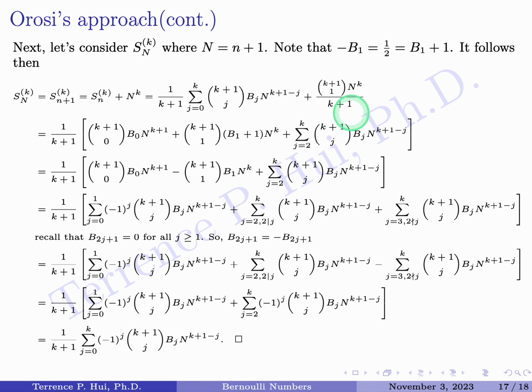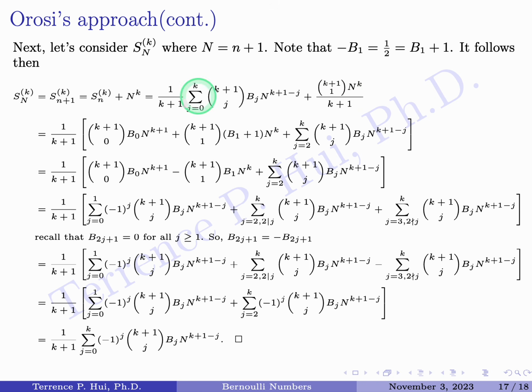Again, pause the video if you don't see why. Capital N to the k is the same as 1 times capital N to the k, and 1 is the same as k+1 over k+1. On the top, k+1 is the same as k+1 choose 1. So I've actually compressed multiple lines here into one, but I'm running out of space, so you can see why. So there you have it.